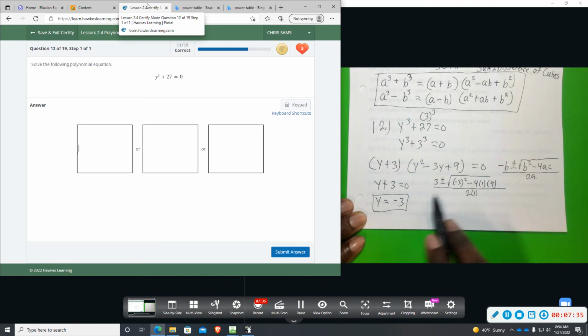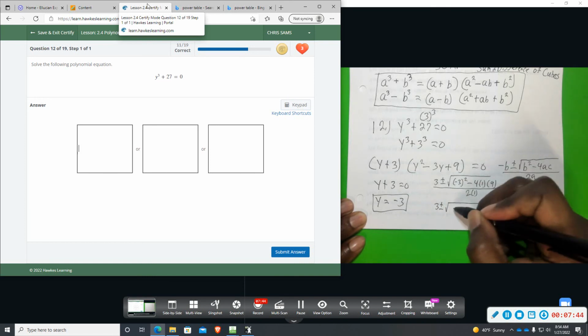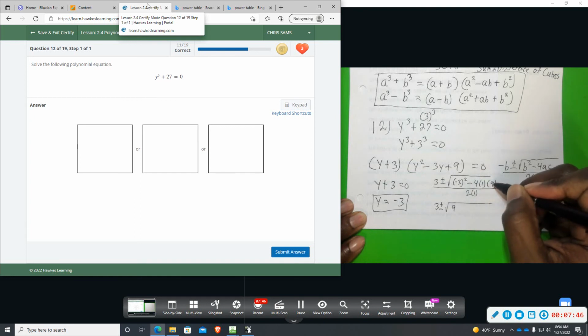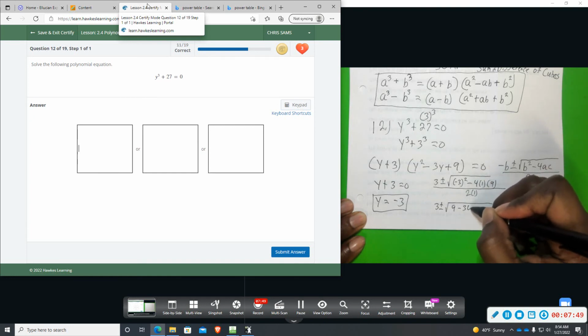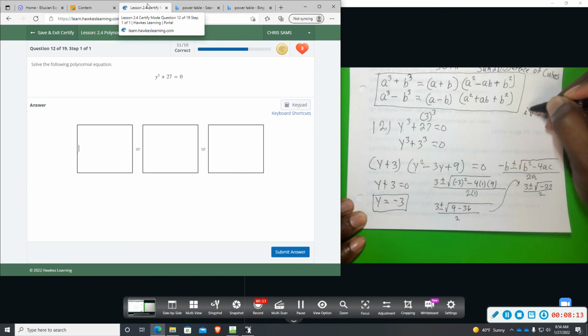Alright, so I'm going to simplify all of this under the radical. So I have 3 plus or minus square root. This is 9, 4, 36, so minus 36, all over 2. I'm going to come over here and start working down. So I have 3 plus or minus the square root of negative 27 over 2. Alright, I'm going to reduce this radical. So how do you reduce radicals? I'm not focusing on the negative right now. I know it's going to come out as an i. I'll go ahead and do that.